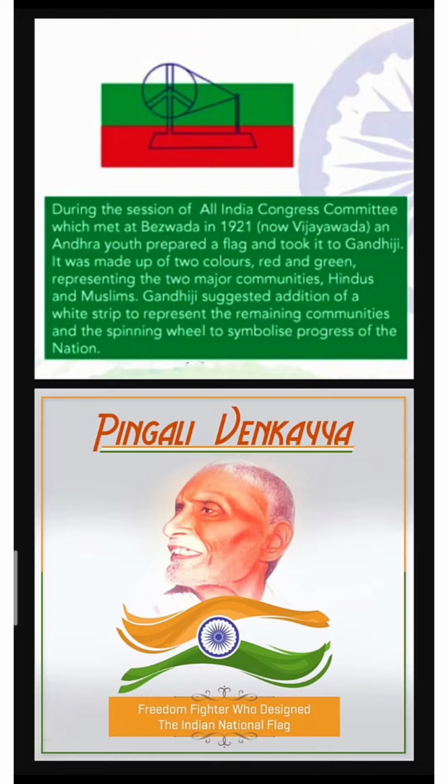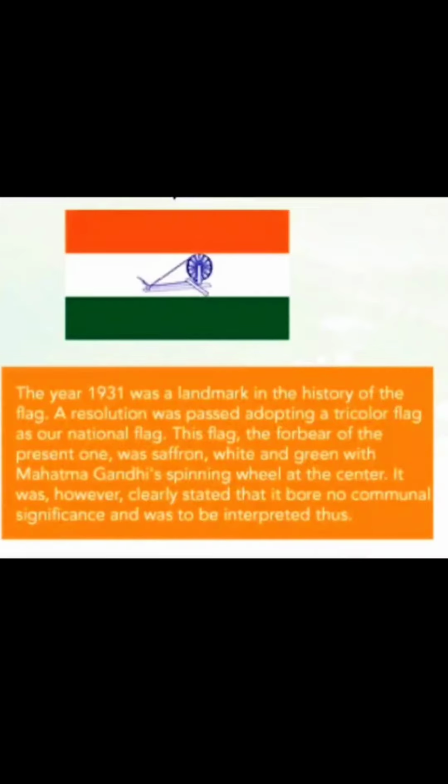The year 1939 was a landmark year in the history of the Indian flag, as a resolution was passed in that year to adopt the tricolour flag as our national flag. This flag, as you can see on the screen, resembles much the present flag which we have now because it has saffron, white and green with Mahatma Gandhi's spinning wheel, the charkha, at the center.